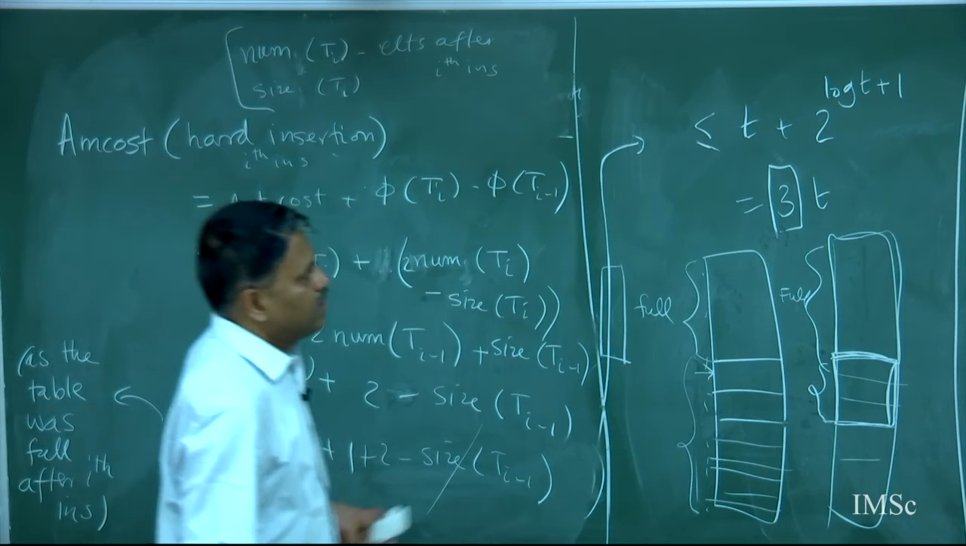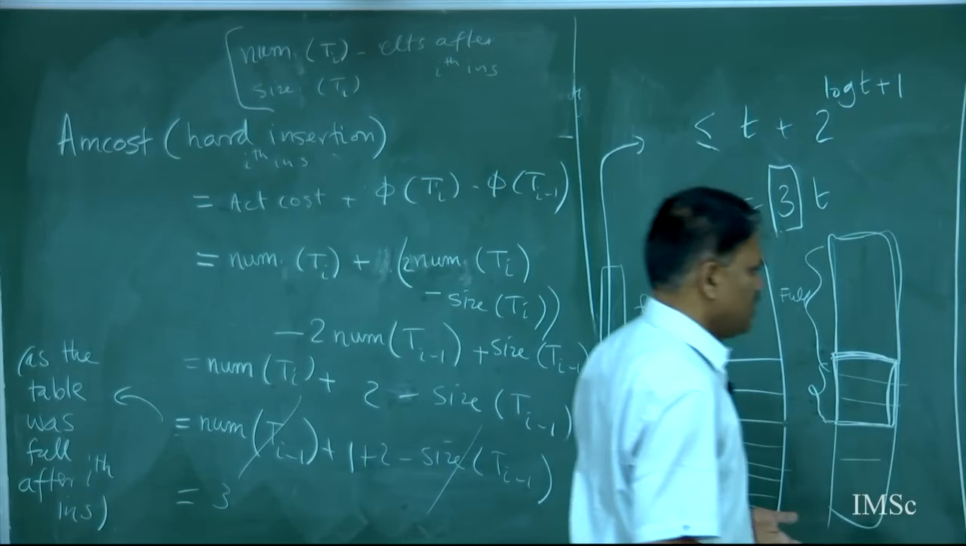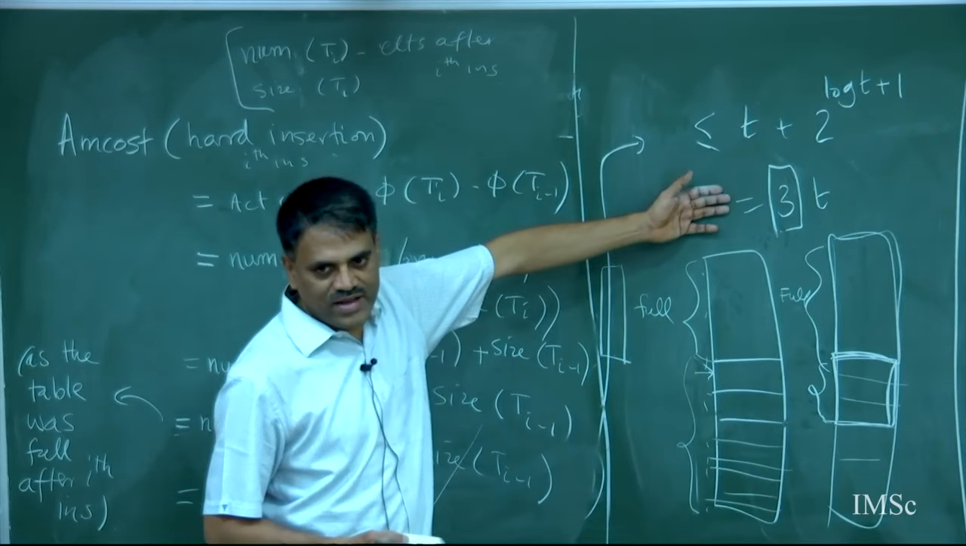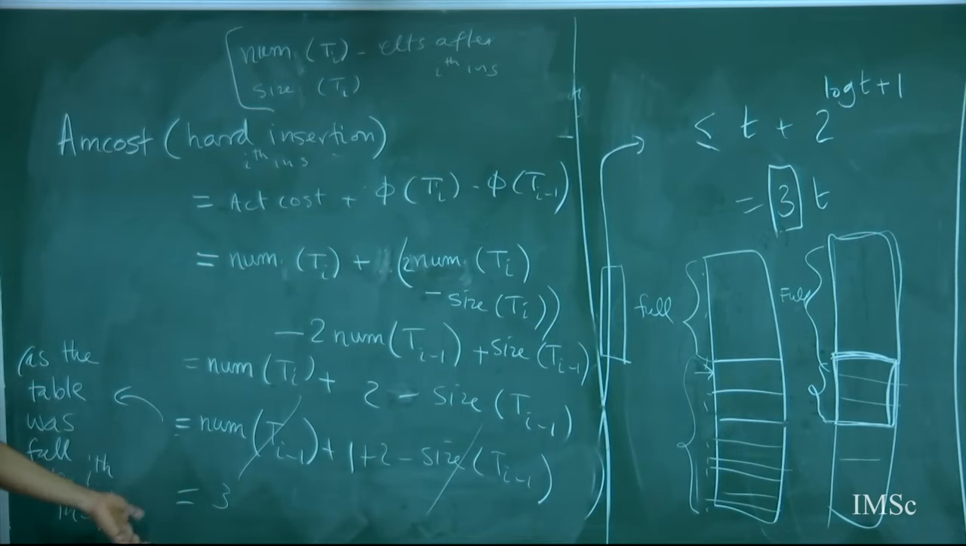So somehow this potential, putting it here by magic, I mean, we knew this from the aggregate analysis: the amortized cost is 3, but it also follows that it's 3.